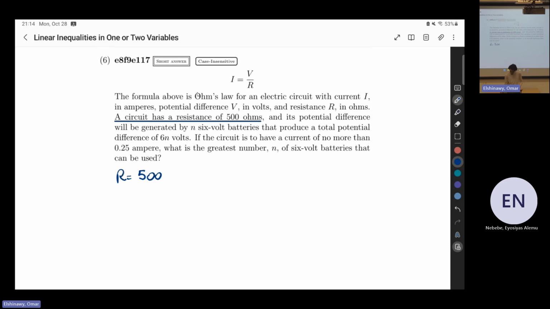What else? So the potential difference is generated by n 6-volt batteries that produce a total potential difference of 6n volts. So the potential difference, which is V, is 600. No, I'm sorry, 6n volts. So it's 6n over 500. I. Okay. Yeah, that's I. So you want to say that I will always be 6n divided by 500.